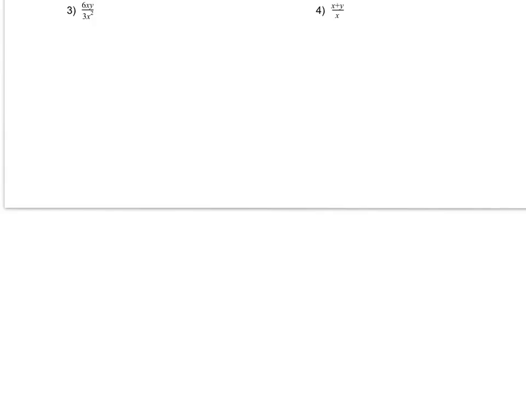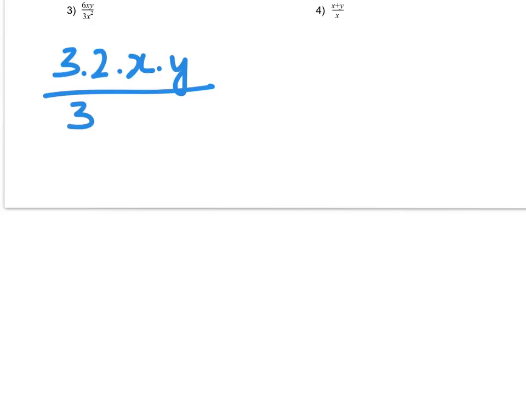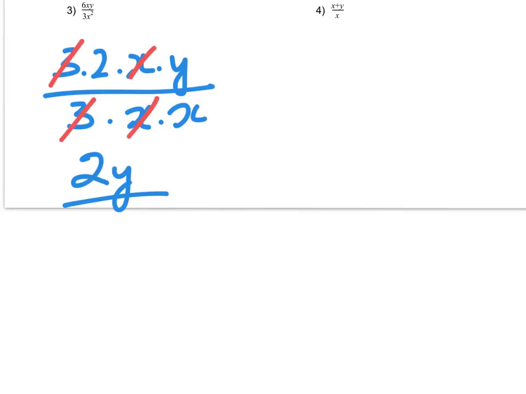So look at the first one here. So we've 6 and 3, the number in common is a 3. So it's 3 times 2 times x times y. And on the bottom, it's 3 times x times x. Now let's look at our cancelling. The 3 goes with the 3. An x goes with an x, so we're left on the top with 2y, and on the bottom we're left with x. And that's our answer.